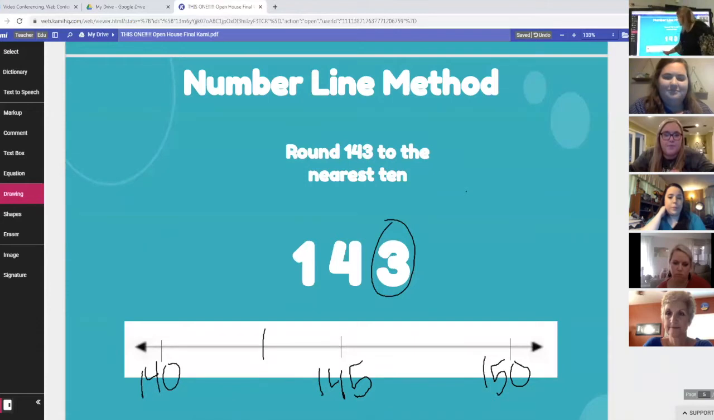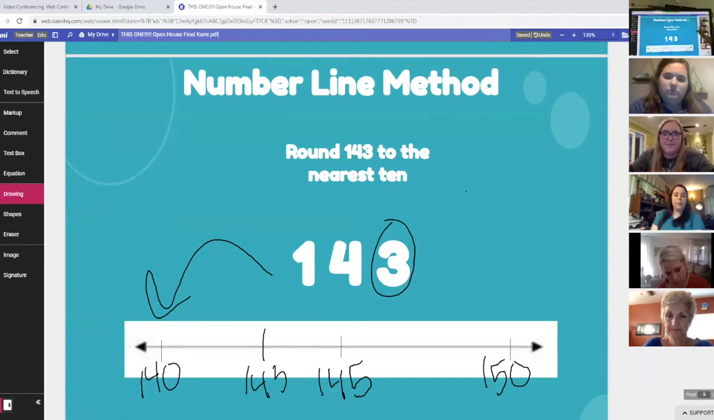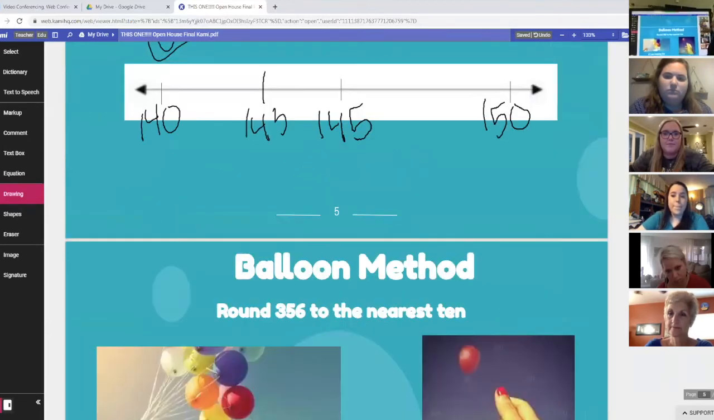So is 143 going to round up to 150 or down to 140? It's going to round down to 140. Perfect. 4 or less, we're going to let it rest. It's going to stay the same at 140. So that's our second way that you could work this math problem. And we are going to work it one more way.